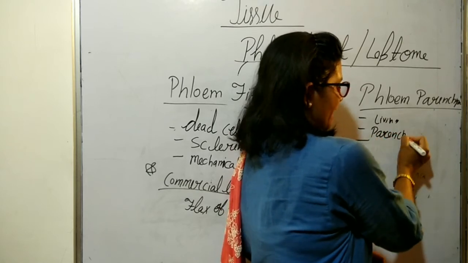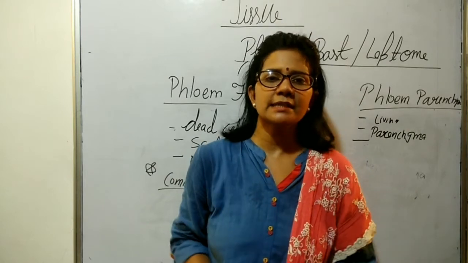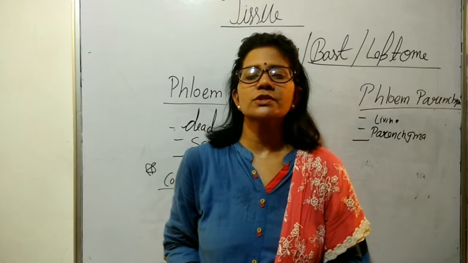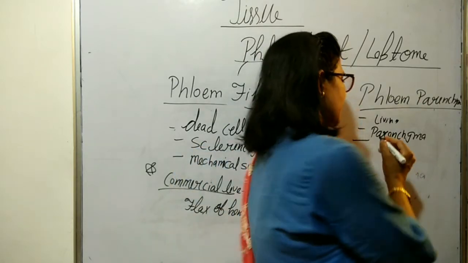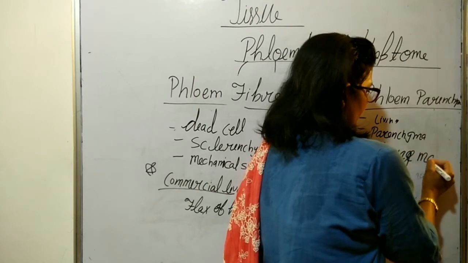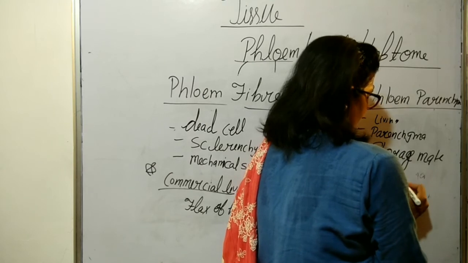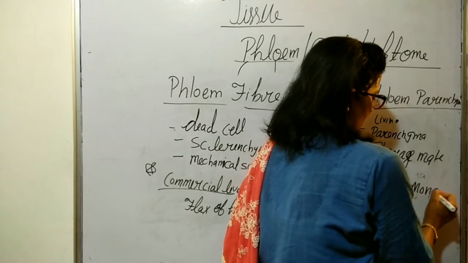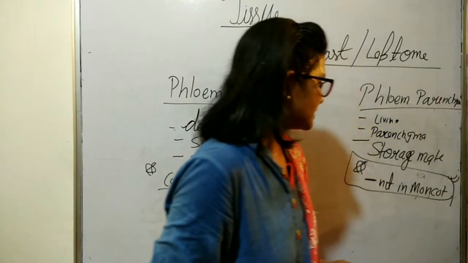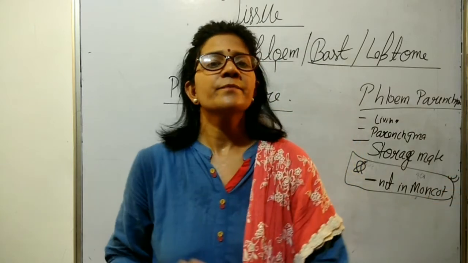So it is parenchymatous, having dense cytoplasm and thin cell wall. What is the function of this phloem parenchyma? Storage of food material. And a very important thing is that it is absent in monocots. Dicot and monocot are two types of plants on the basis of the seedlings. So in monocots, these phloem parenchyma are absent.